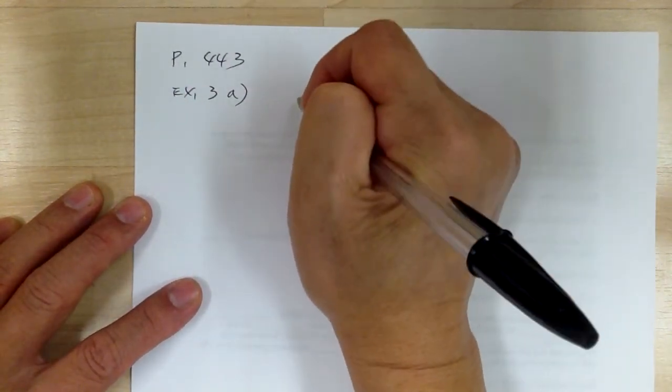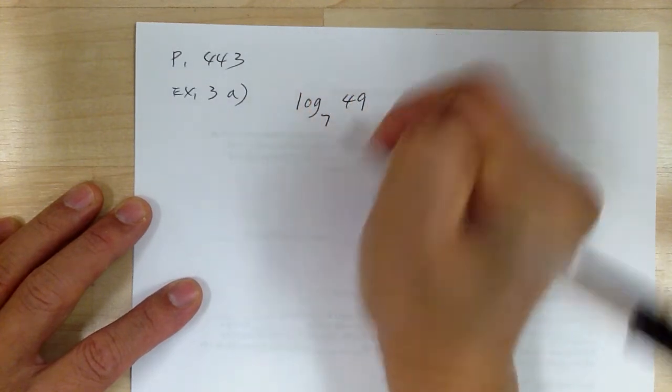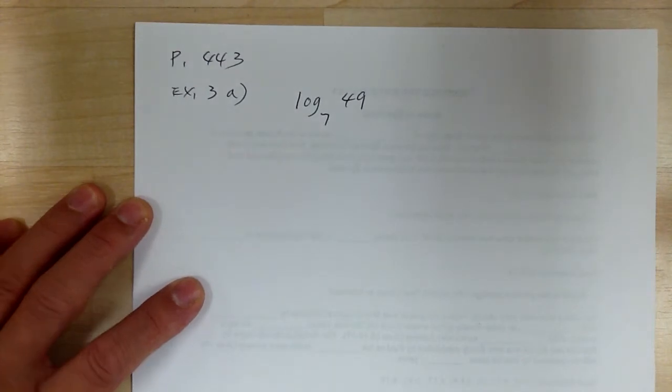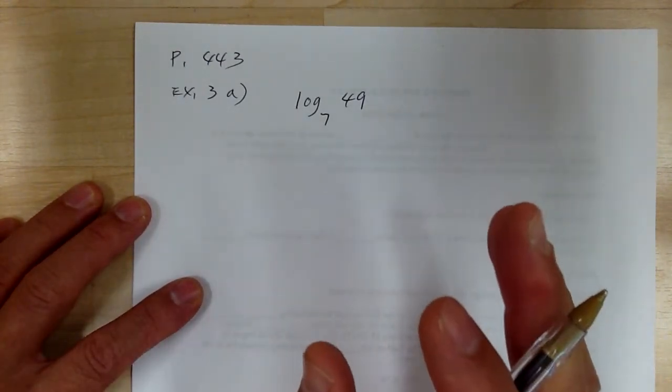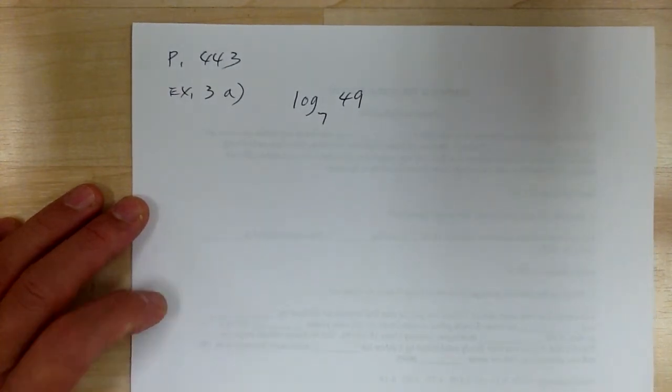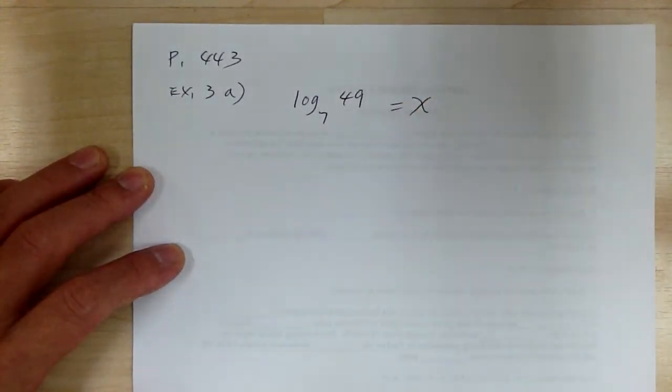It says you want to evaluate log base 7 of 49. You want to figure out what it's equal to. The way to do it is to set it equal to x, so you can move things around and still keep track of what you're looking for. Always set it equal to x or whatever variable. Then you can move things around.